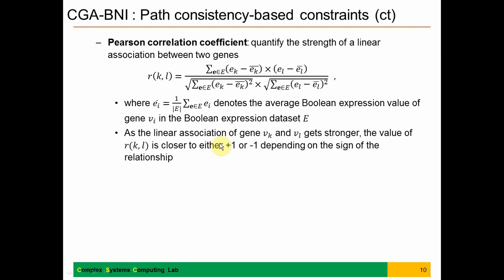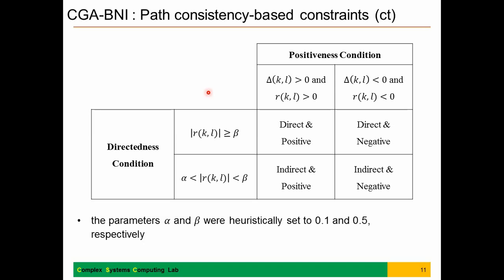The second measure is the correlation coefficient RKL. As the linear association between genes VK and VL gets stronger, the value of RKL will be closer to either +1 or -1, depending on the sign of the relationship. By combining the two measures, we will determine two characteristics of the path from VK to VL. First is positiveness and the second is directness.